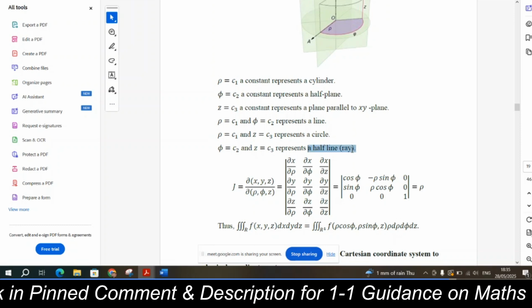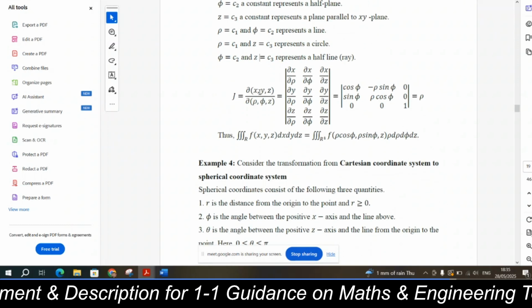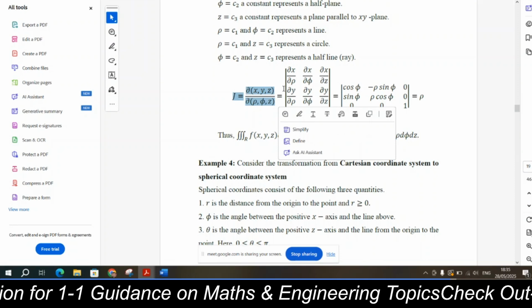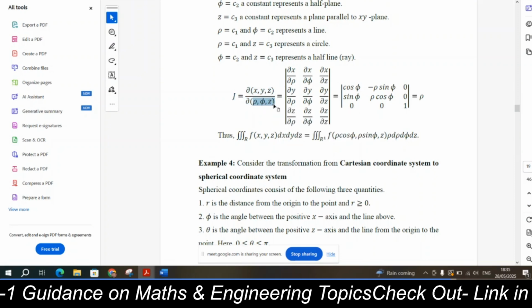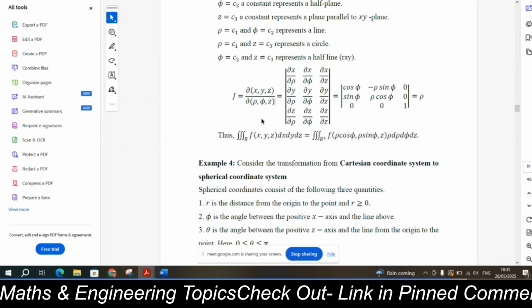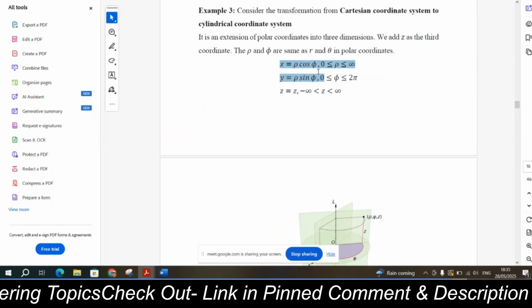How does it represent a circle? Z is a constant, rho is a constant. Okay, not sure of this one. The last one is a half line, very similar to this particular condition, but we shall have to get back to that. Let's move on to this particular thing.